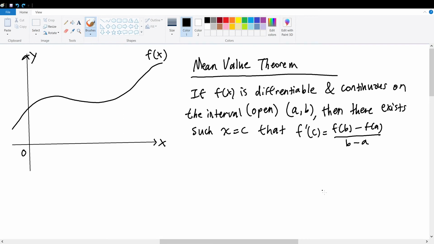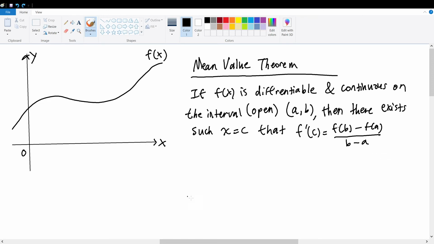Today we're going to be doing an introduction and understanding of the mean value theorem. The mean value theorem states that if f of x, a function, is differentiable and continuous on the open interval (a, b), then there exists a point x equals c such that f prime of c is equal to f of b minus f of a over b minus a, or in other words, the slope of the secant line that passes through the open interval of a and b.